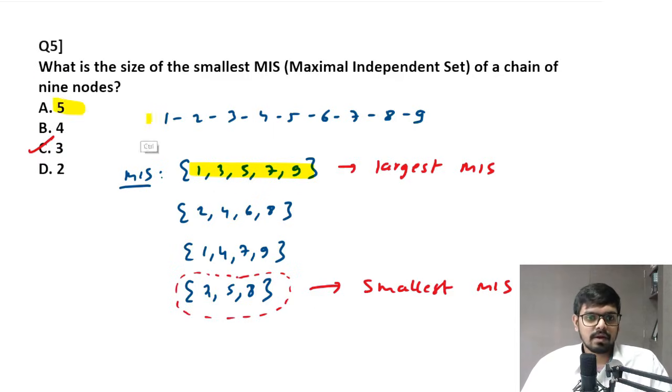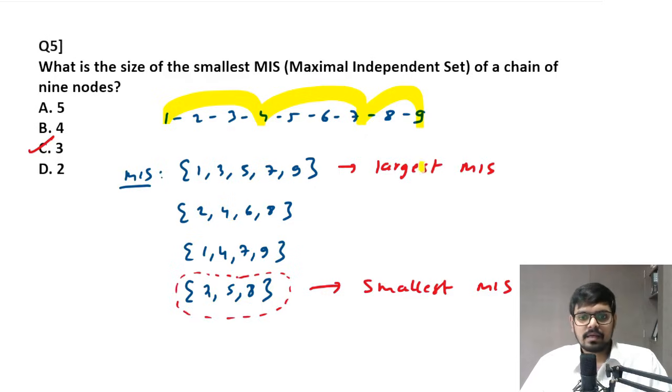We can see 5, but they need the smallest MIS. They need the smallest, not the largest size. If they asked about the largest size, definitely 5 is the largest. Okay. But the question was not about the largest. Then I thought about starting with 2, then 4, then 6, then 8. This is size 4. So some students say size 4 is the answer. No. Because they thought of this, and they also thought of going from 1 to 4 and then taking 7 and then taking 9. Okay.